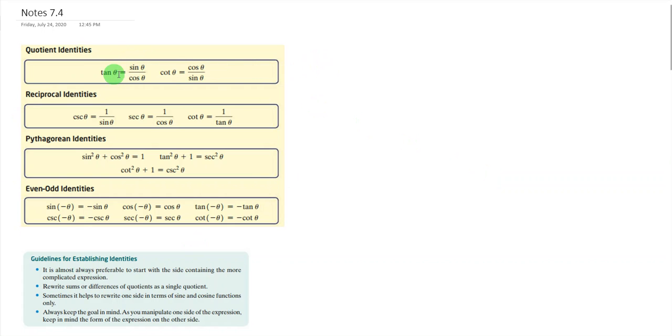Quotient identities, these two are pretty common. Tan theta is equal to sine over cosine. Cotan is equal to cosine over sine. These are things that you actually need to just learn.